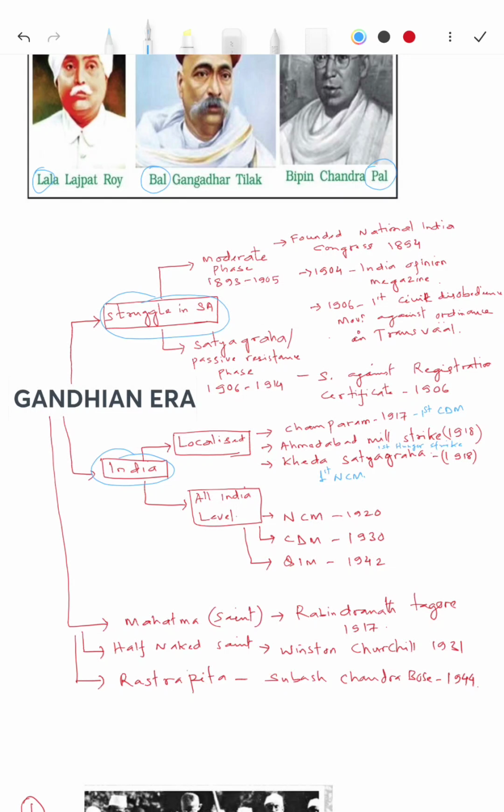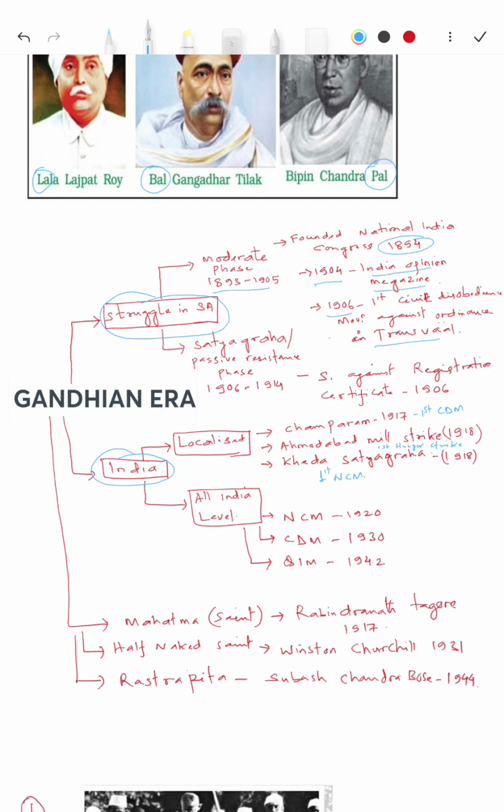In the struggles, the first phase is the moderate phase, from 1893 to 1905, with the foundation of the Natal Indian Congress in South Africa in 1894. In 1904 he started the Indian Opinion magazine, and in 1906 the first civil disobedience movement against the ordinance in the Transvaal.